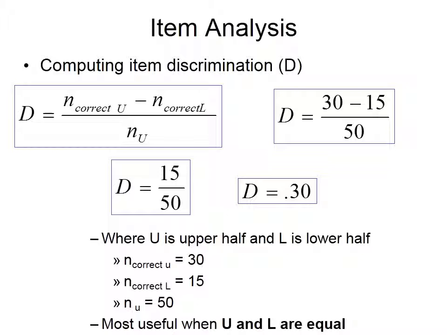So we can put them into the equation. Since the upper and lower groups, the total number that took this test, are the same, the bottom of the equation is simply the number of people in the upper group, which is the same as the number in the lower group. At the top of the equation, we take the number of people out of that 50 that got that item correct from the group expected to do well, minus the number that got it correct from the group expected to do more poorly. So we've got 30 people right out of 50 in the upper group, 15 right out of the lower group. 30 minus 15 is 15. 15 divided by 50 is a D of 0.30. So this item somewhat discriminates between top and bottom performers, but it's less than that 0.35 we talked about in the last slide. So this is not a great discriminating item.